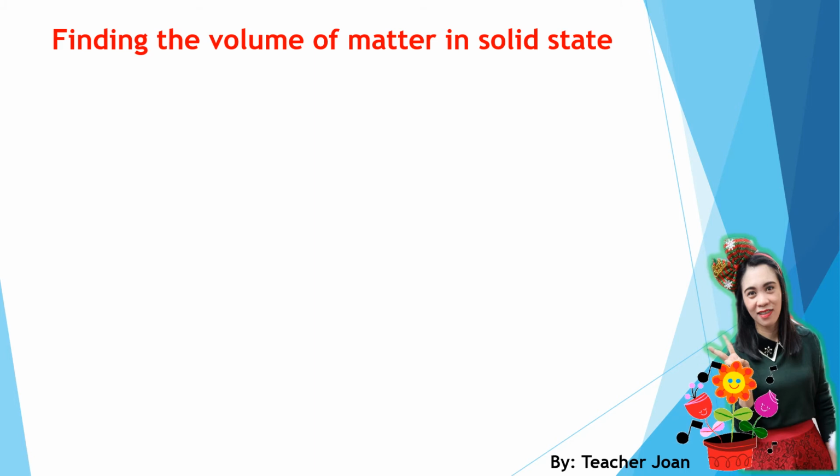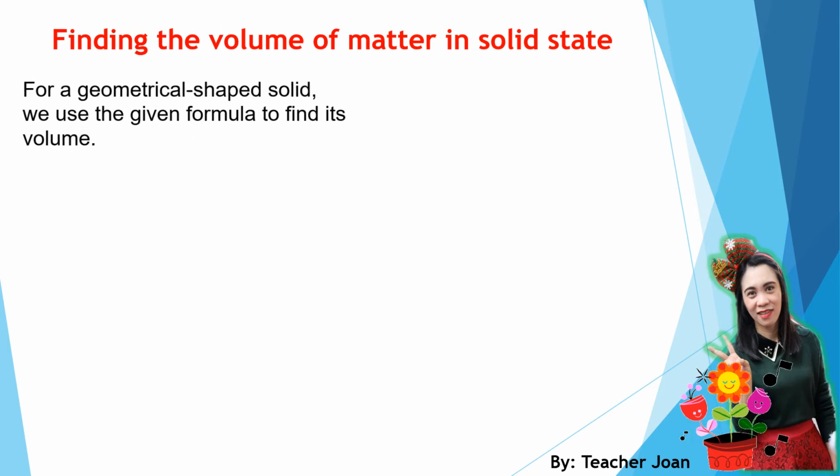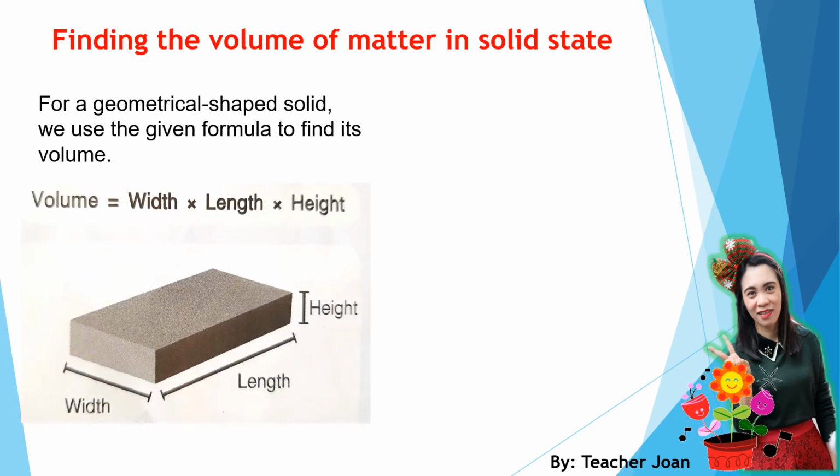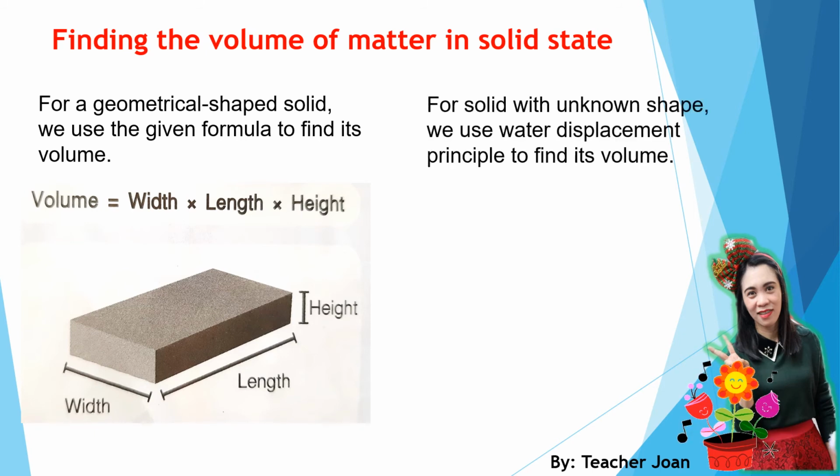Now let's measure or find the volume of matter in solid state. For a geometrical shaped solid, we use the given formula to find its volume. The formula is volume equals width times length times height. We will use multiplication, okay? But for a solid with an unknown shape, we use the water displacement principle to find its volume.